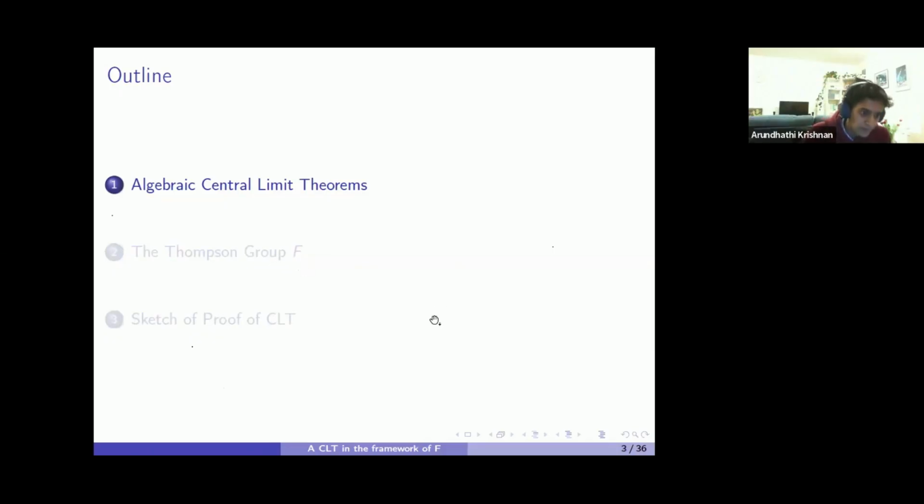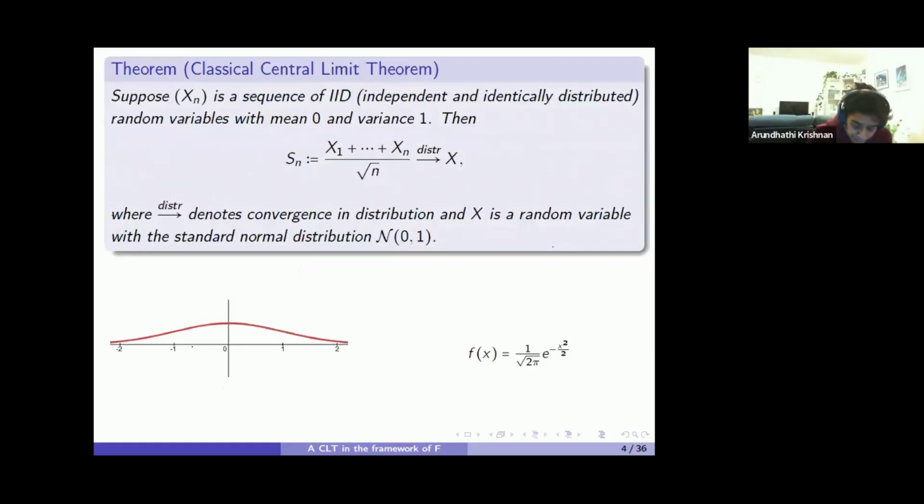So let's start with the classical central limit theorem, which is the well-known theorem that says that if you have a sequence of independent and identically distributed random variables X_n, and for simplicity's sake, we'll assume that each of them has mean 0 and variance 1, then this normalized average S_n, which is 1 over square root of n multiplied by the sum of the first n random variables, will converge in distribution to X, where X is a random variable with the standard normal distribution with mean 0 and variance 1.